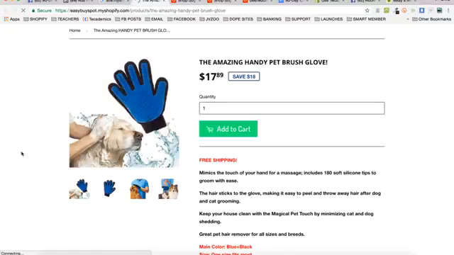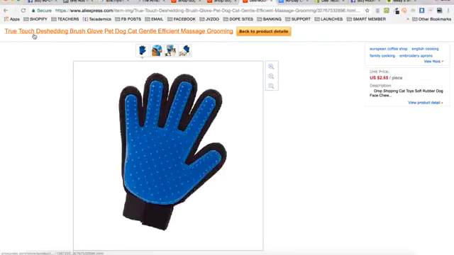There's tools you can use to import products, but me and Robert don't even really import products. We just go and we spend our time looking for a winner. Once we find a winner, we upload some pictures, and look, see how it's called the Amazing Handy Pet Brush Glove? Does that sound a little bit better than the True Touch De-Shedding Brush Glove Pet Dog Cat Gentle Efficient Massage and Grooming? So when Robert said don't use this title, do you understand why?